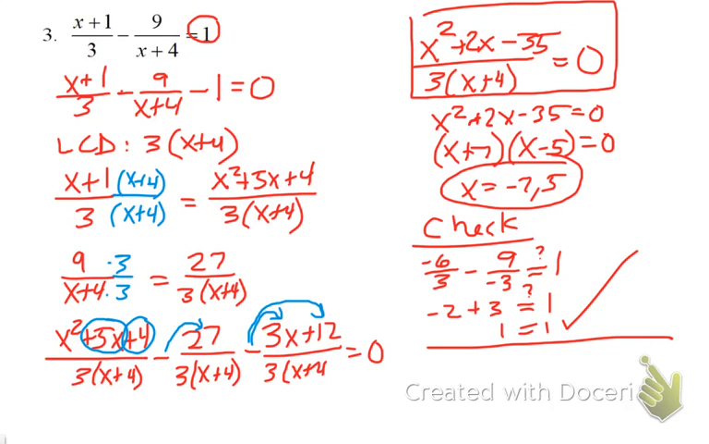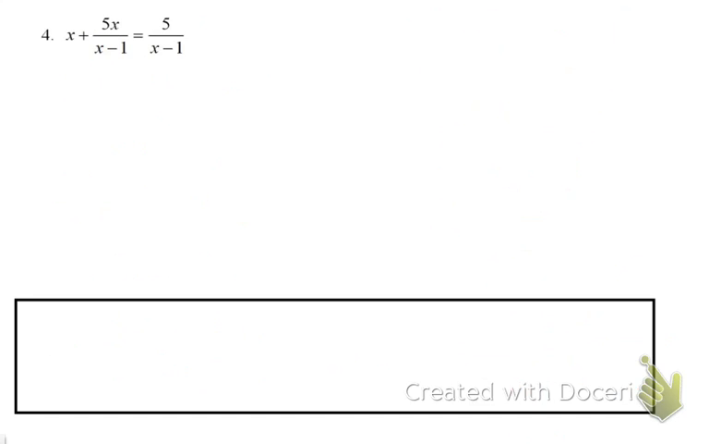Let's try the 5. 5 plus 1 is 6/3. And then minus 9 divided by 5 plus 4 is 9. Does this equal 1? 6/3 is 2. 9/9 is 1. 2 minus 1 is 1. So yes, both of these are solutions. So that last example that I had mentioned before looks like this. Let's go through the steps and look at what needs to happen.